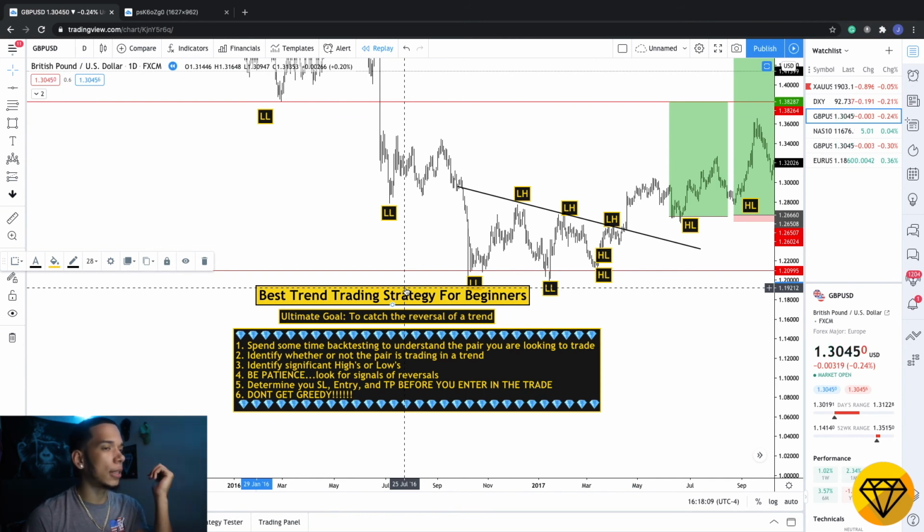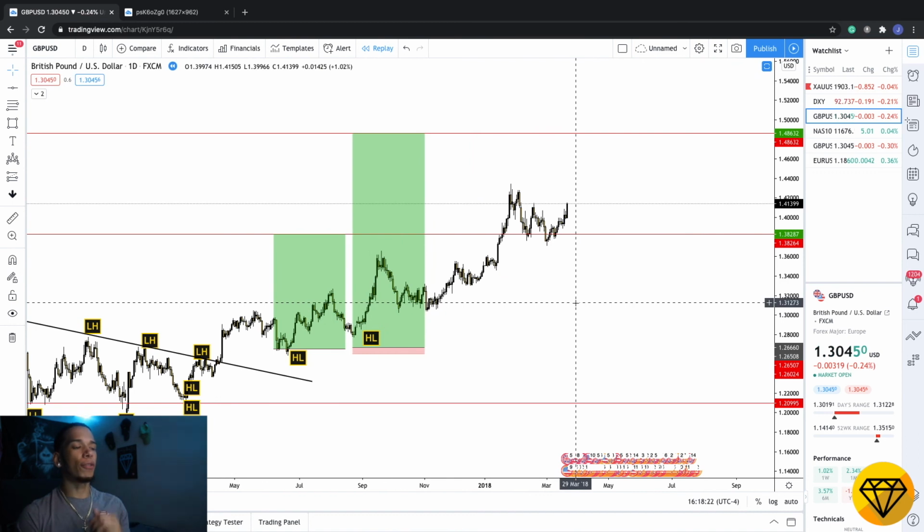So like I said, guys, this is a very simple trend trading strategy. If you follow the steps, and if you alter it to your specific trading preferences, that can also work. This is exactly how you catch a reversal of a trend, and this is how you can potentially bank hundreds and hundreds of pips on a low risk entry.